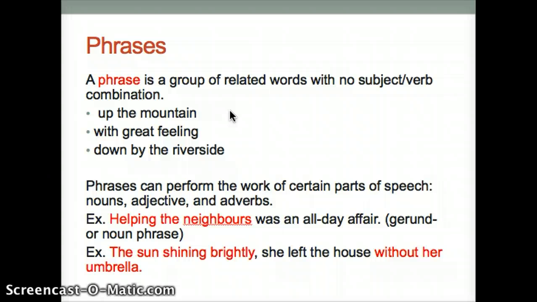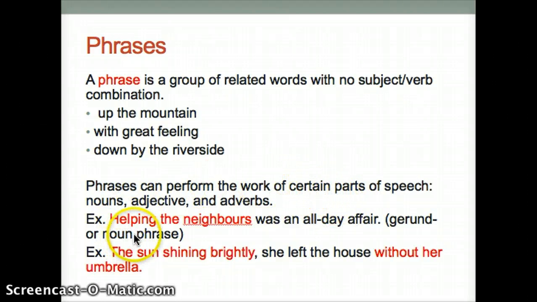So these are really sort of descriptive groups of words that can add complexity to your sentence. Most sentences will have some phrases in them. Complex sentences do. So here are some examples where phrases are used in place of the subject.